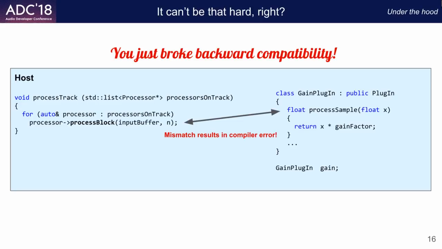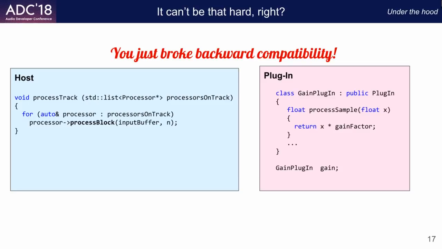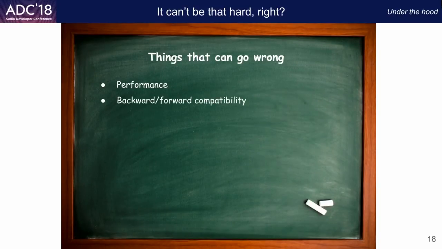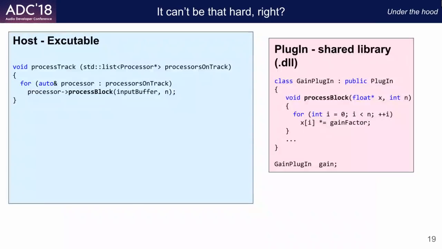Process block, process sample, that's fine if you're just compiling your host. You get a compiler error, oh, you remember that you have to fix this, everything's great, but once you put this in a DLL, well, it probably just crashes, right? So we have to watch out for backward and forward compatibility if you put code into a DLL.